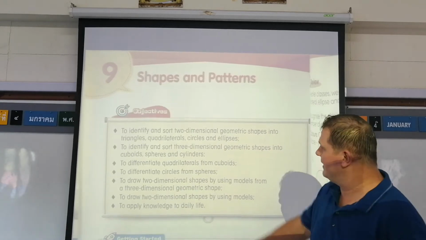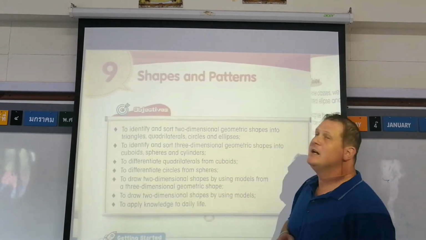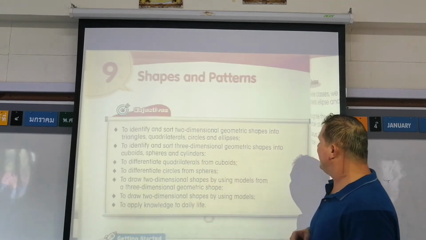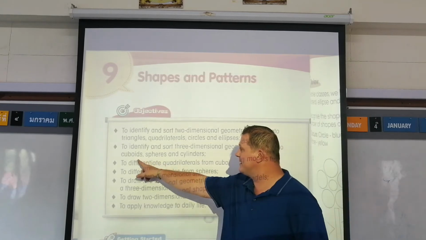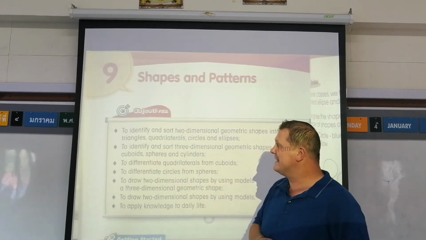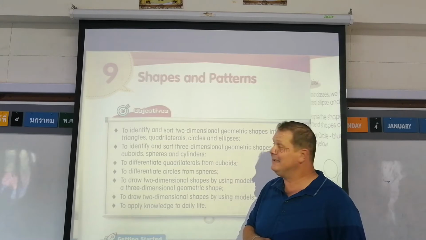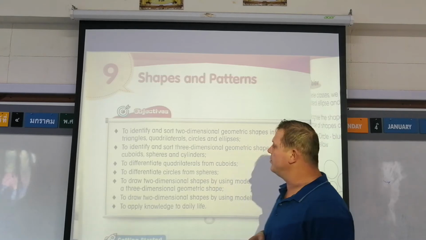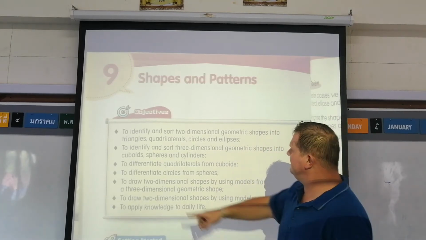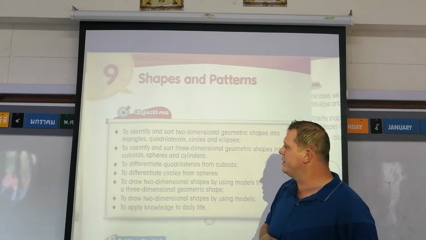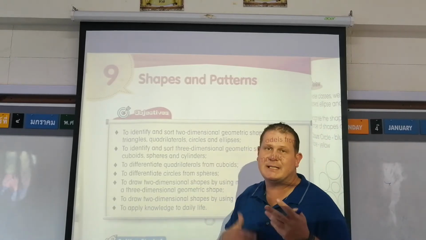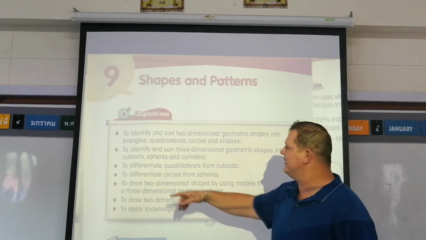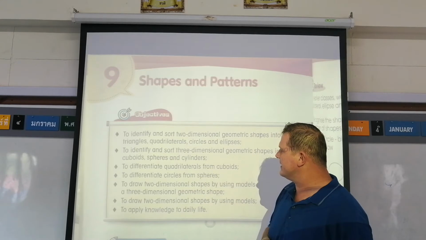Now, this is where it gets interesting. To identify and sort three-dimensional, in other words, 3D, right? Three-dimensional geometric shapes into cuboids, spheres, and cylinders. This is getting interesting now, right? Crazy words I'm going to show you guys, don't worry. To differentiate quadrilaterals from cuboids. Otherwise, to see the difference, know the difference. To differentiate or to see the difference between circles and spheres.